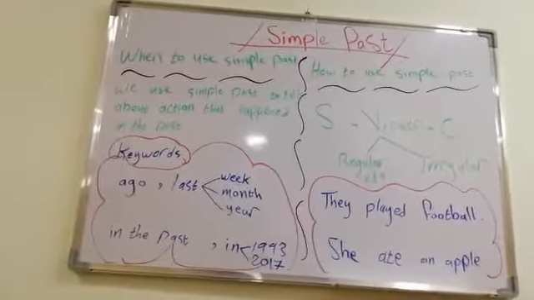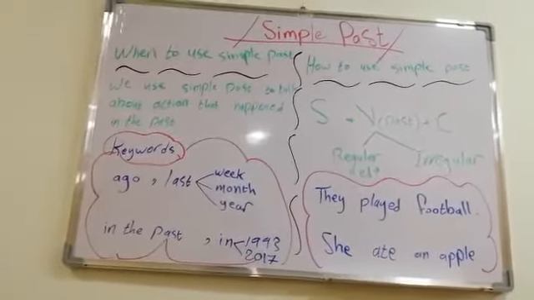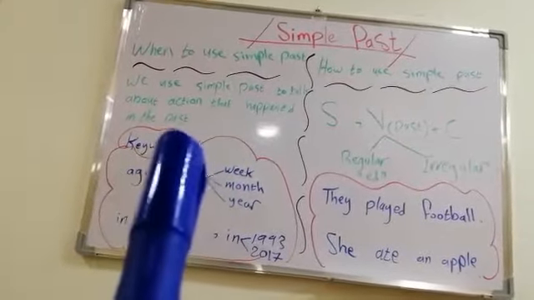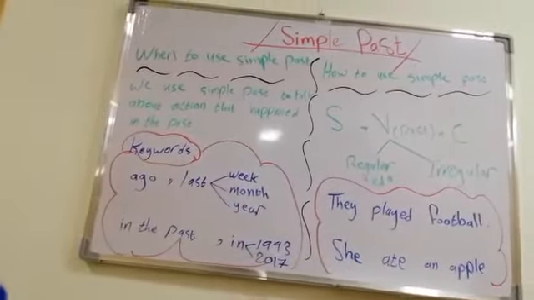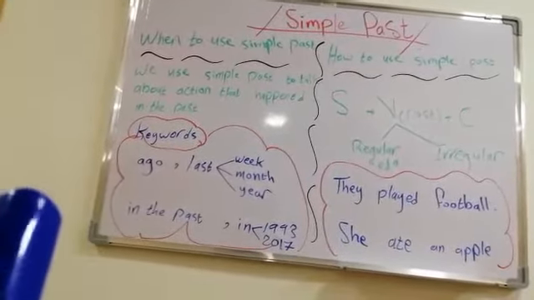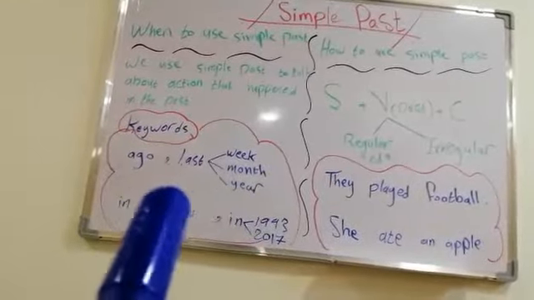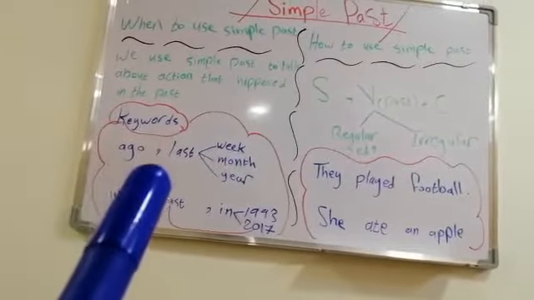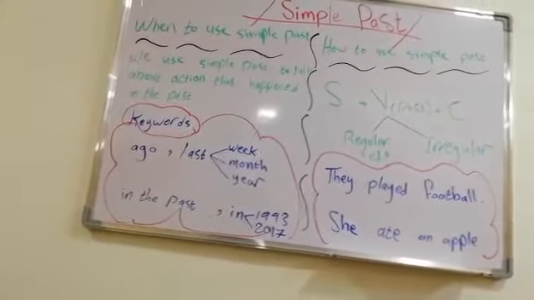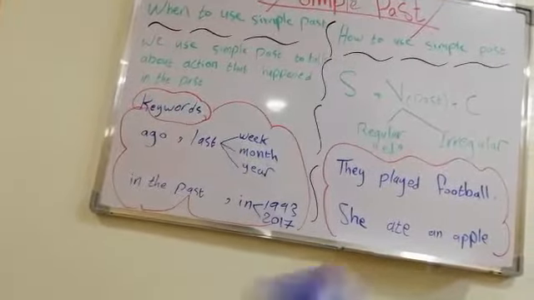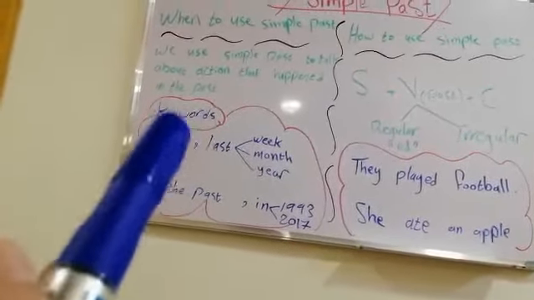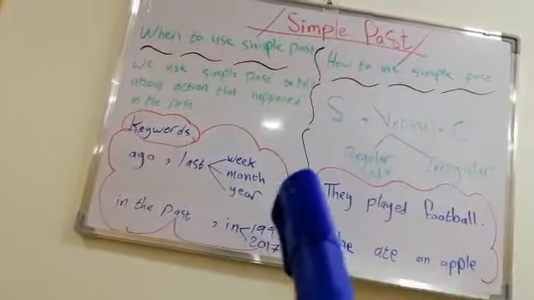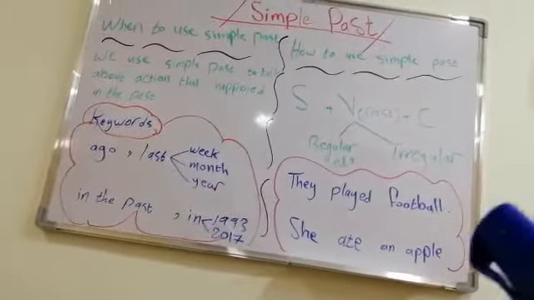So again, here we have simple past: when to use simple past and how to use simple past. We use simple past to talk about something that happened in the past. The keywords that tell us that you have to use simple past are like ago, last week, last month, last year, in the past, in 1999, for example. Those keywords help us to know the tense of the sentence, which is simple past.